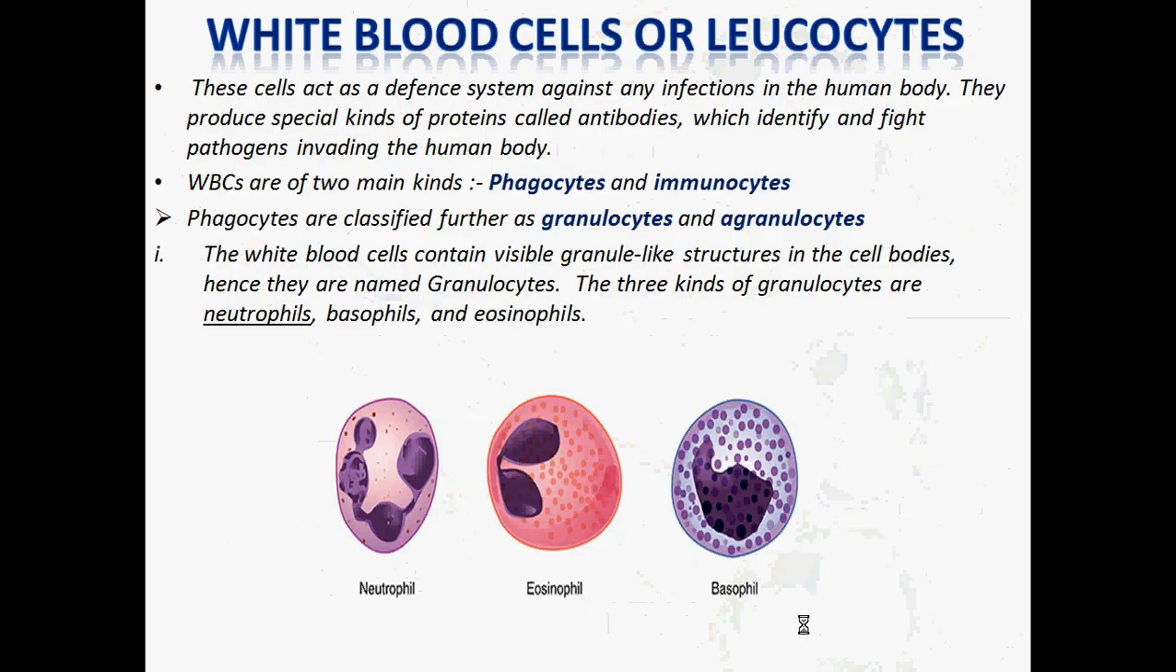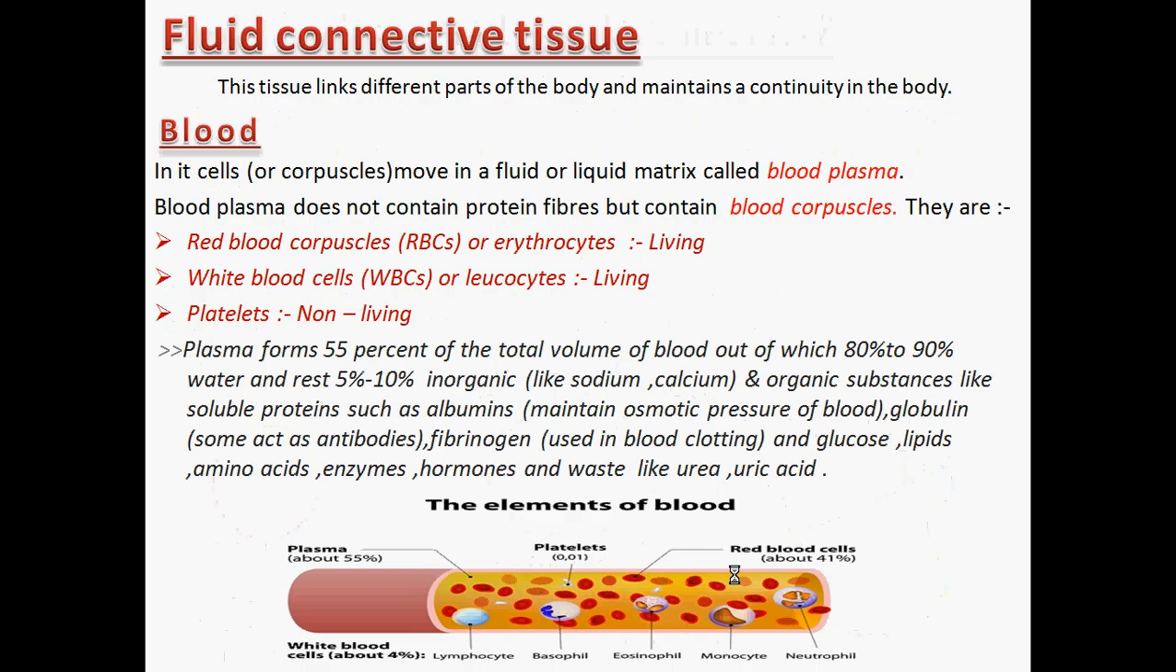So now we should understand in detail about these different types of cells and what actually the liquid matrix, that is blood plasma, is. So students, the plasma forms 55% of the total volume of the blood. Please note at this point that the plasma forms 55% of the total volume of the blood, out of which 80% to 90% is water. That is why water plays a very essential role in our body, and that percentage should be maintained in our body.